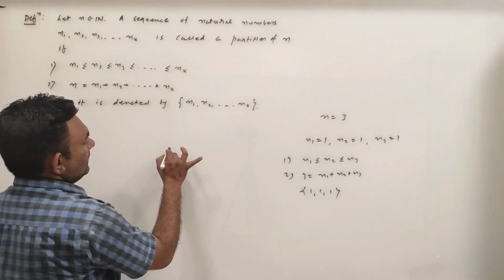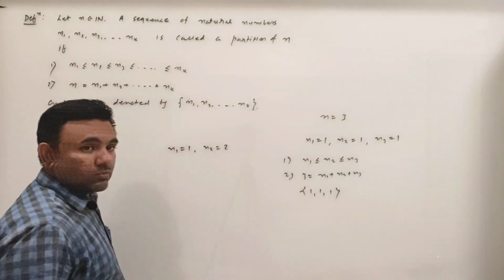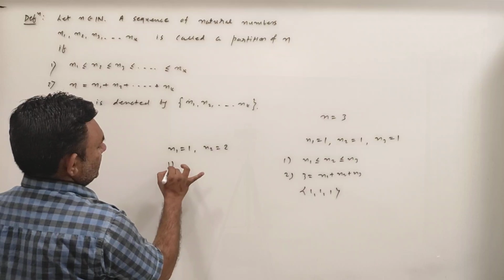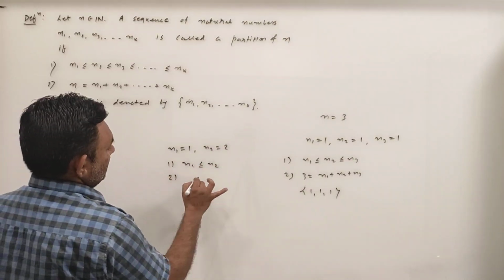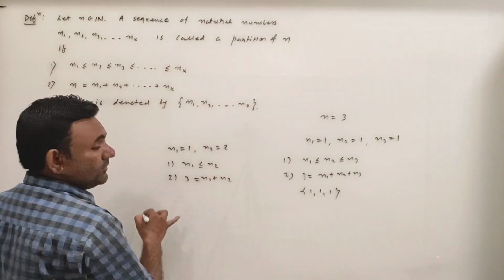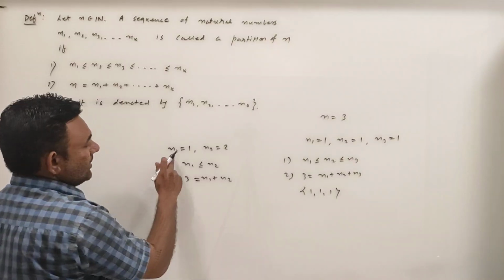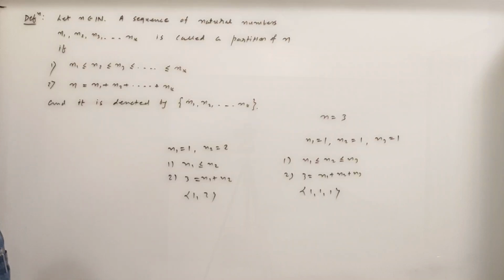Now if I consider n1 equal to 1 and n2 equal to 2, then the first condition, n1 is less than or equal to n2, yes. Second condition, n1 plus n2 is 1 plus 2, that is 3. So two conditions are satisfied by n1 and n2. So this 1, 2 is a partition of 3.